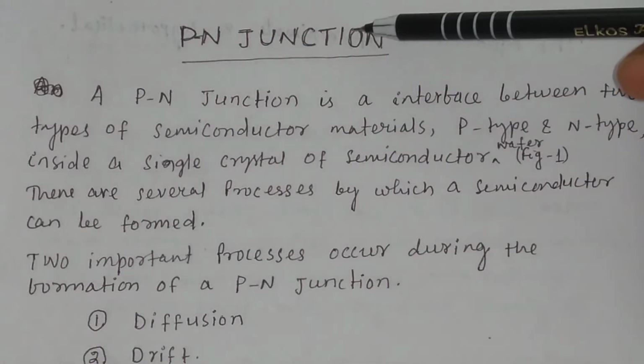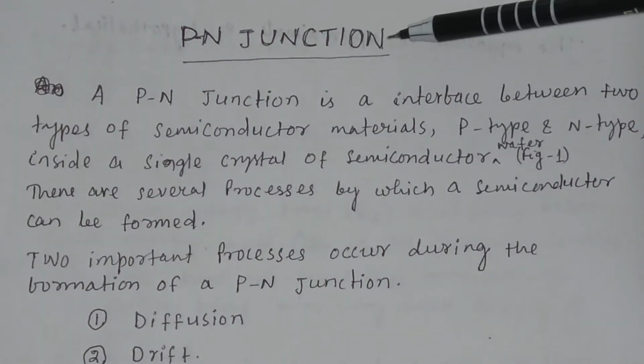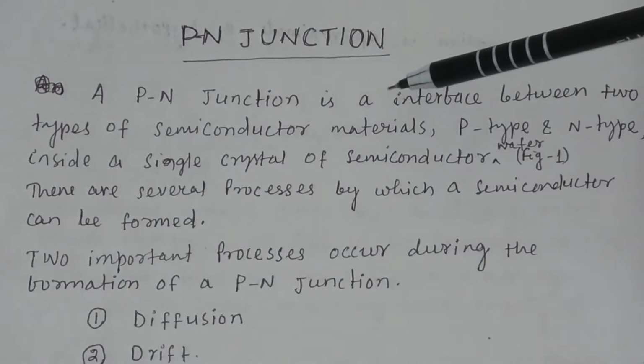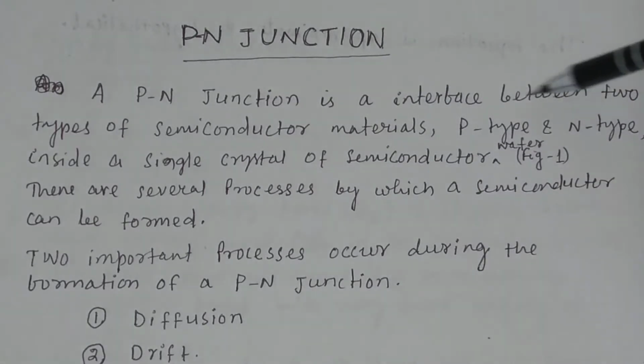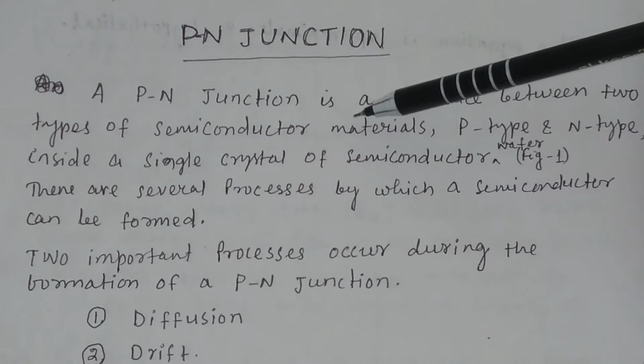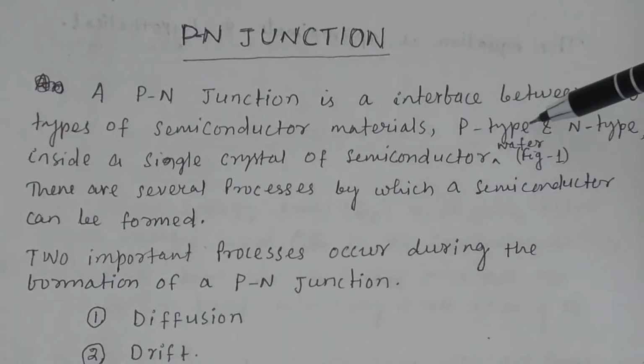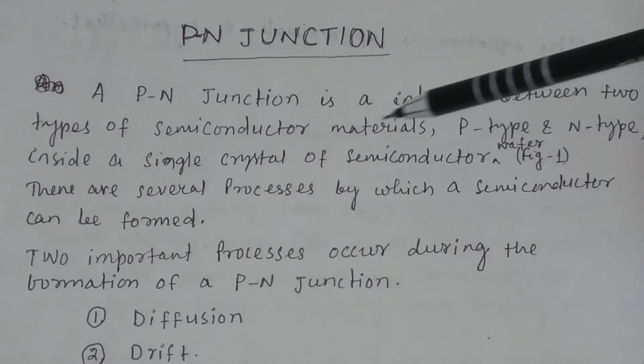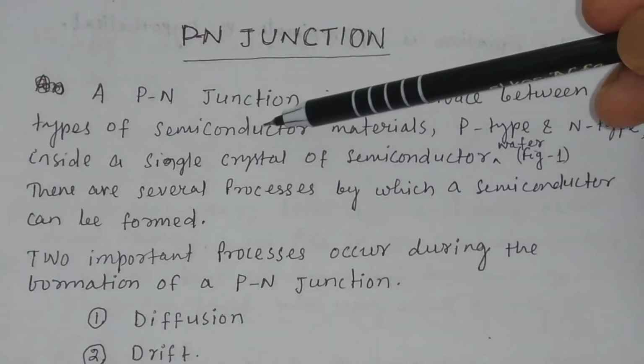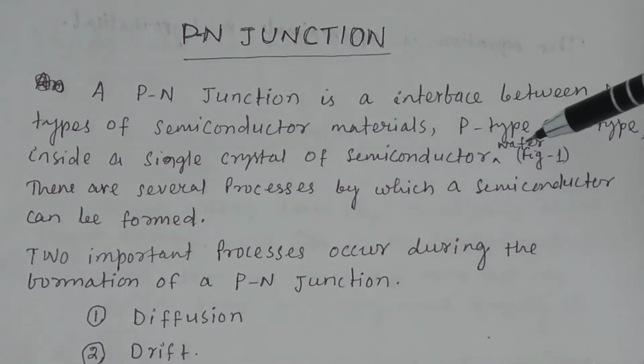PN junction. Let us know how a PN junction works. A PN junction is an interface between two types of semiconducting materials, P-type material and N-type material, inside a single crystal of semiconductor wafer.